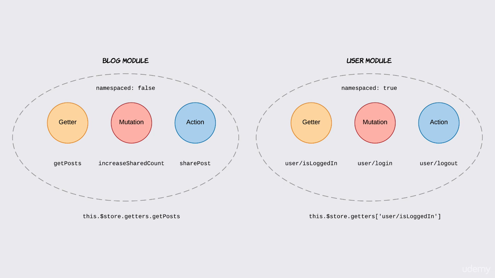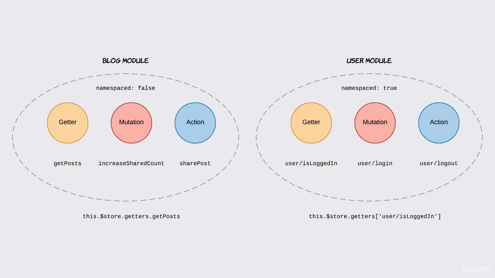Note that nested modules can be namespaced as well. For instance, if we had a block module with a nested posts module, then the namespace for the posts module would be block/posts.